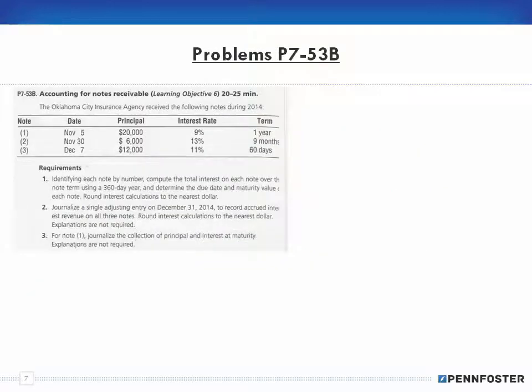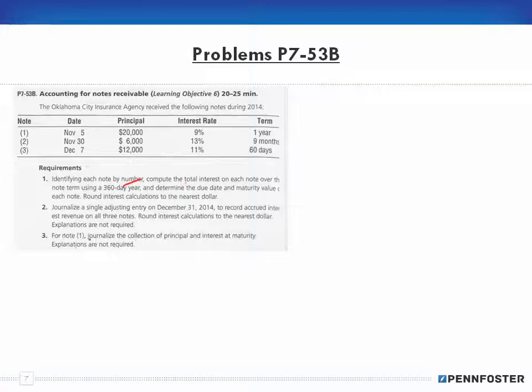And so we are now working on problem 7-53, and this is accounting for notes receivable. It says Oklahoma City Insurance received the following notes during 2014. Number 1, identify each note by number. Compute the total interest on each note over the note term using a 360 day year, ordinary interest, and determine the due date and maturity value of each note. Round the interest calculations to the nearest dollar.